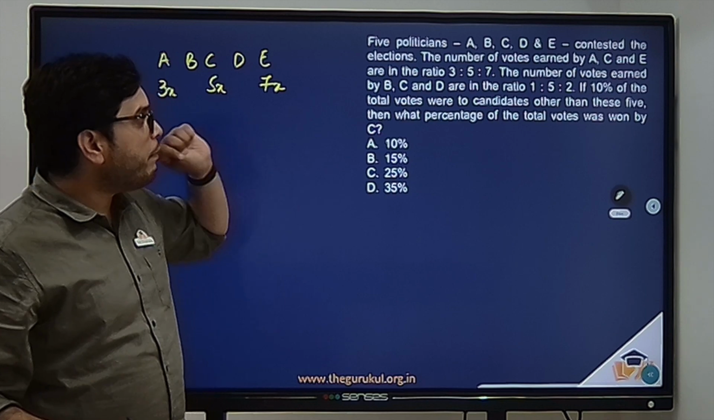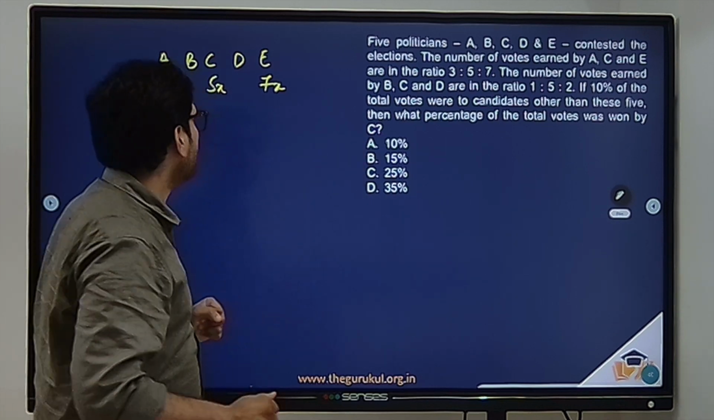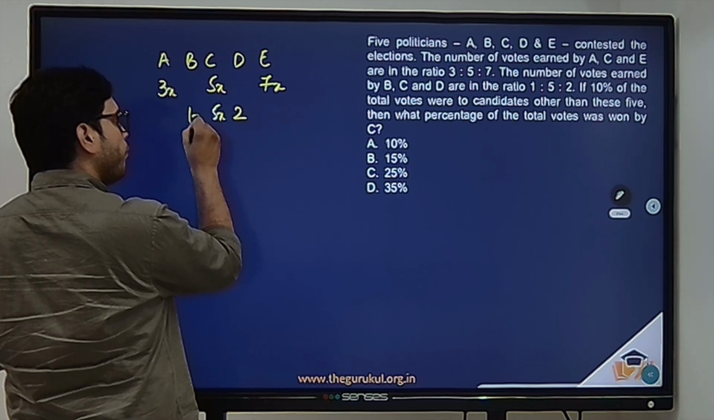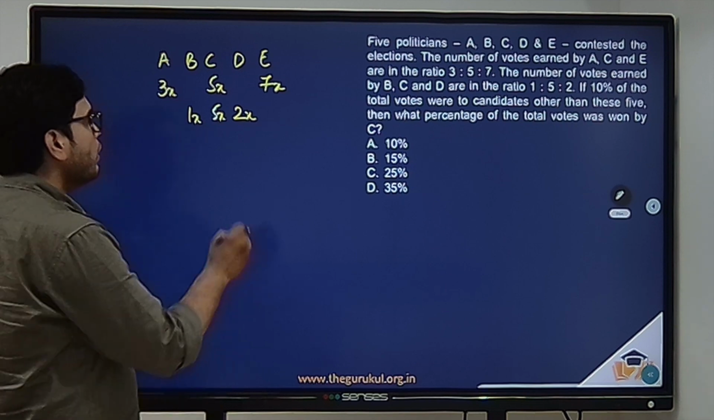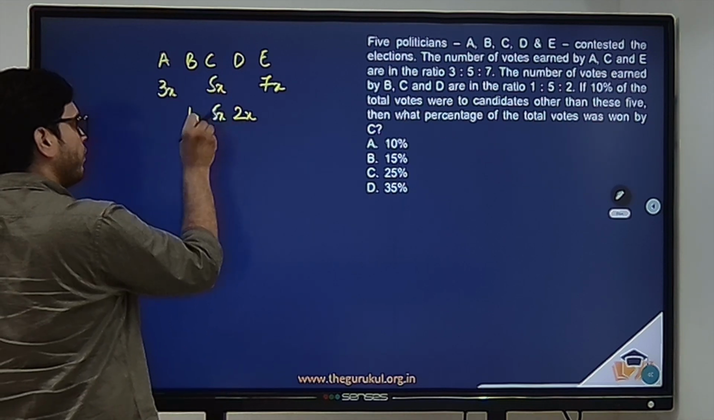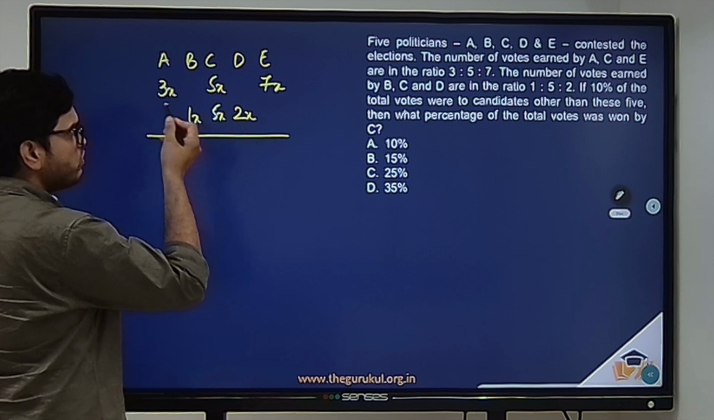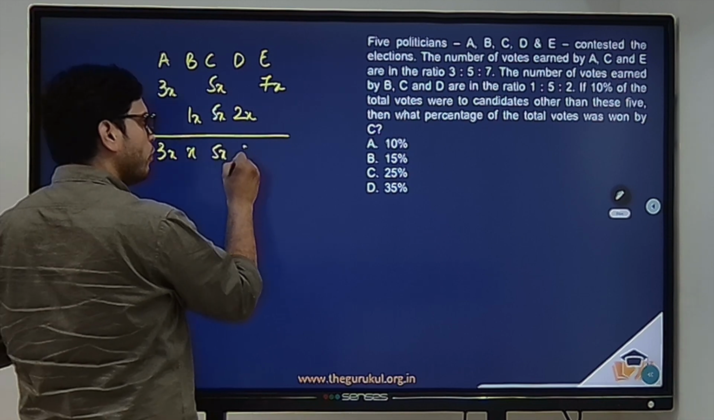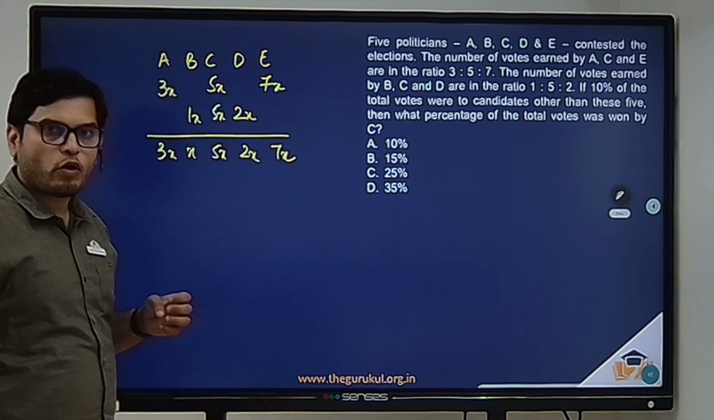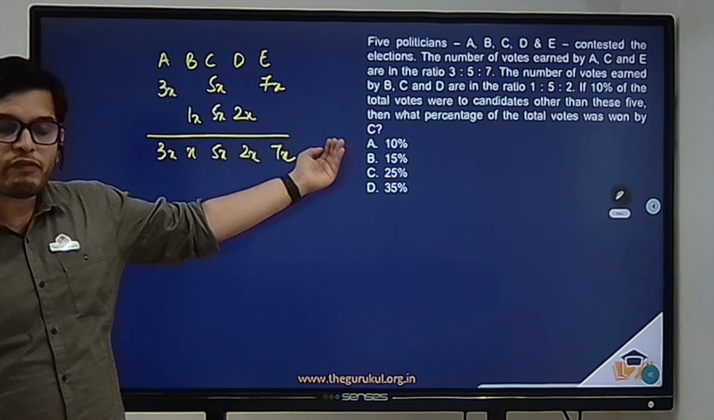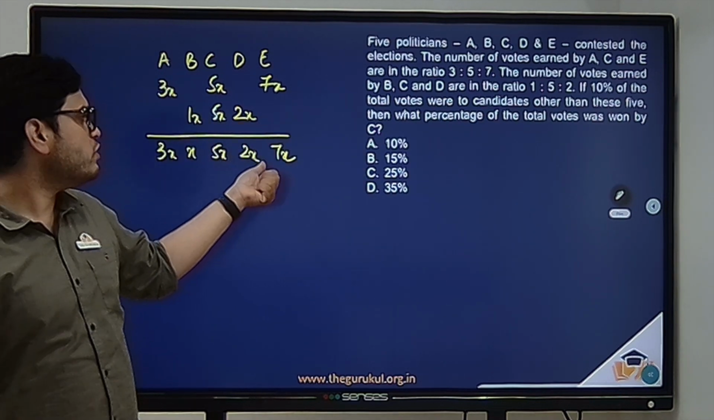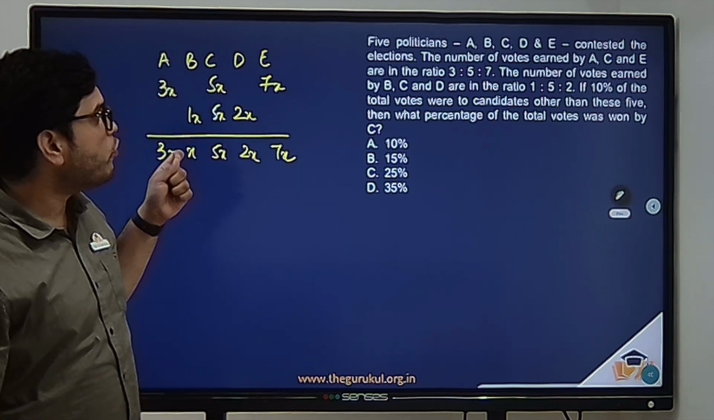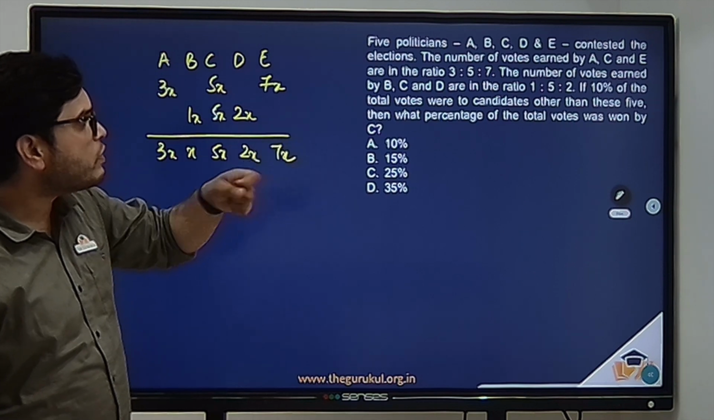The number of votes earned by B, C and D are in the ratio 1:5:2. So if this is 5x, this would be x and this would be 2x. Now, this is 5x here and 5x. So, the total number of votes received by these 5 candidates would be, if this is 3x, this would be x, 5x, 2x, and 7x. Or the ratio of the number of votes received by these 5 candidates would be 3 is to 1 is to 5 is to 2 is to 7.